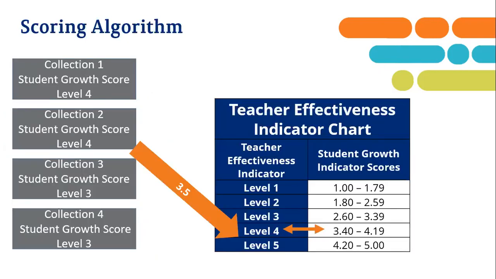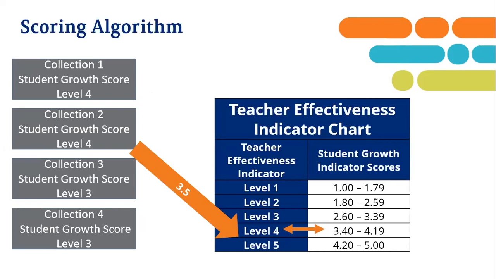Once all 4 collections have gone through calculations to determine the student growth score, it's time to calculate the teacher's effectiveness score, which will determine 35% of their overall LOE. As you can see here, we have student growth scores calculated for all 4 collections. Collection 1's student growth score is a level 4, Collection 2's student growth score is a level 4, Collection 3's student growth score is a level 3, and Collection 4's student growth score is at a level 3.